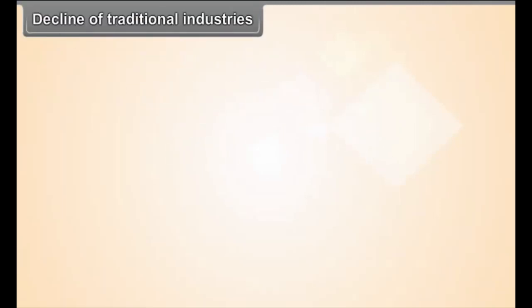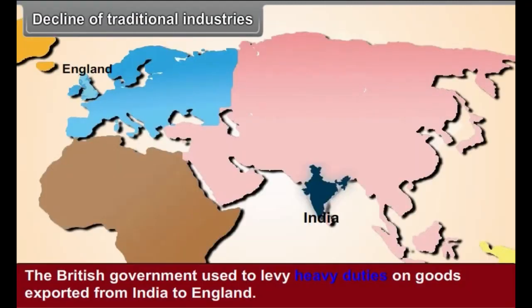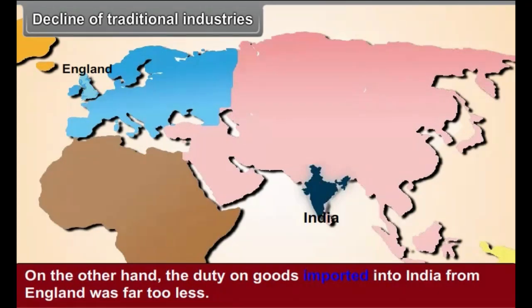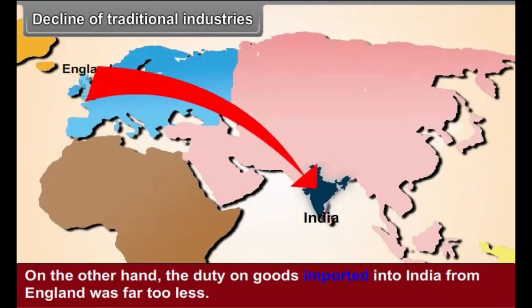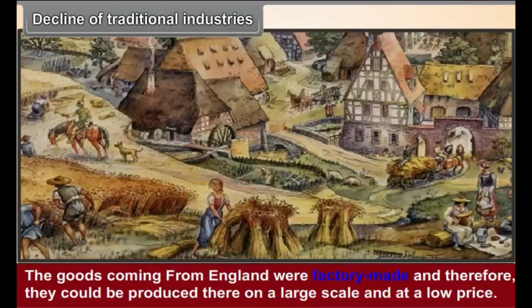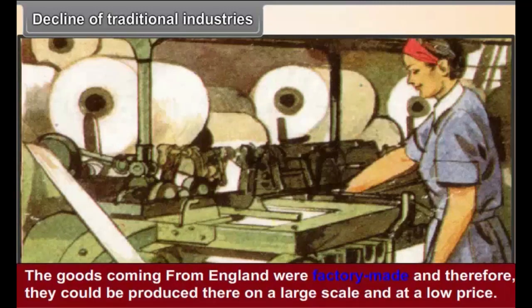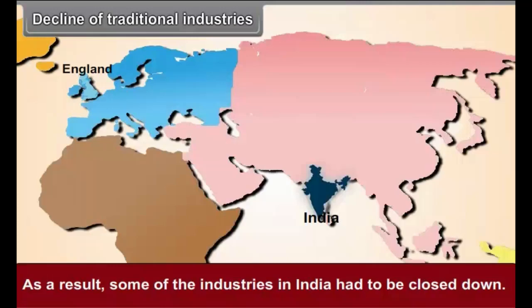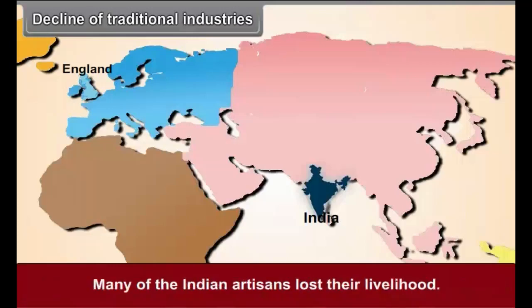Decline of traditional industries. The British government used to levy heavy duties on goods exported from India to England. On the other hand, the duty on goods imported into India from England was far too less. The goods coming from England were factory-made and therefore they could be produced there on a large scale and at a low price. The Indian artisans found it difficult to compete with these inexpensive goods. As a result, some of the industries in India had to be closed down. Many of the Indian artisans lost their livelihood.